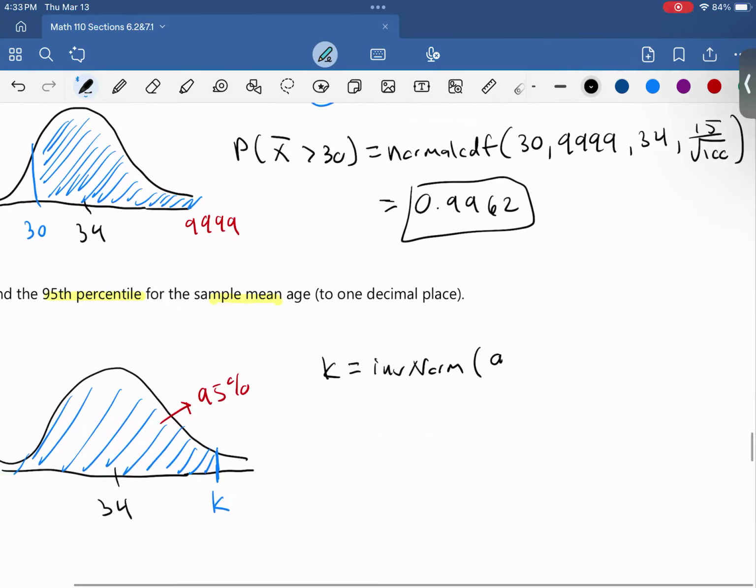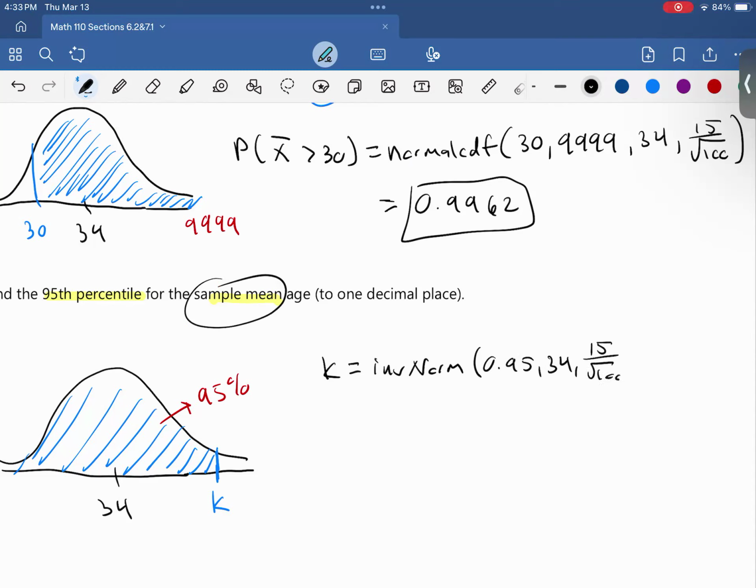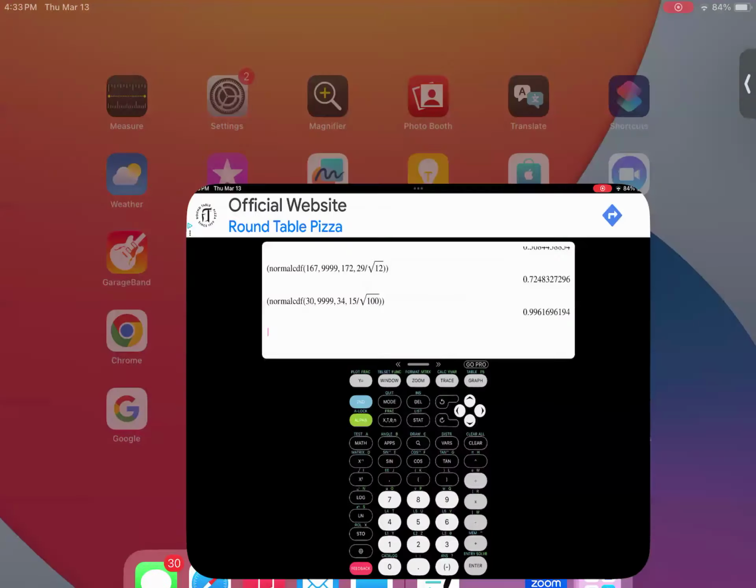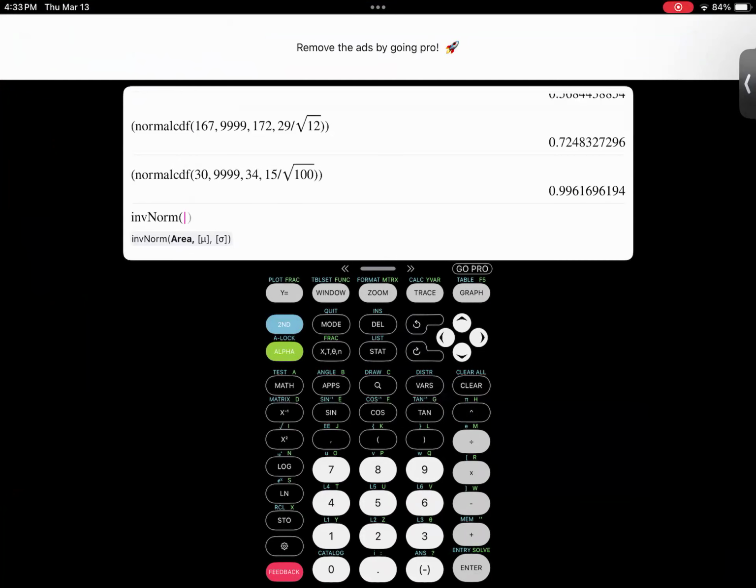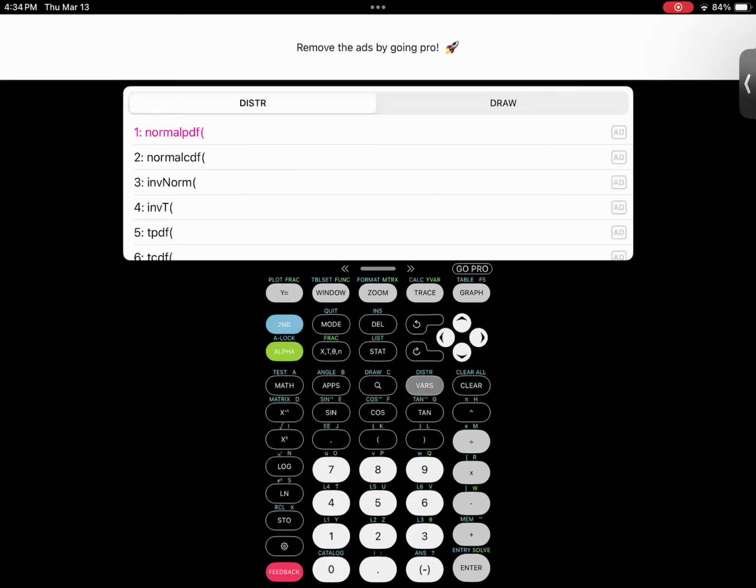I have my 95%. I have my same mean 34, but here's my new standard deviation because we're dealing with a sample mean. So it would be 15 over the square root of 100. And if we put that in the calculator, we will get our desired result. I used 0.85, 34, 15 divided by square root of 100, and, excuse me, I used 85%. It should be 95%. Let's try this again.